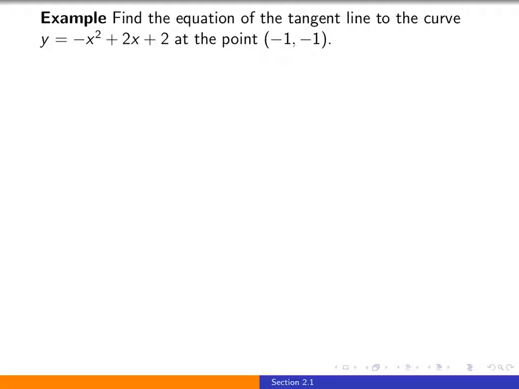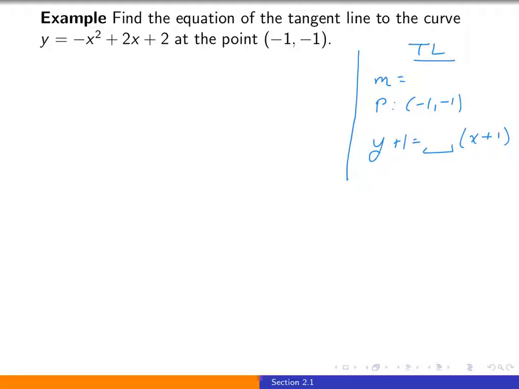Okay, so one more example finding the equation of a tangent line. Here it will be to the curve y equals minus x squared plus 2x plus 2 at the point on the curve (-1, -1). Now once again, taking that big picture perspective, in order to find the equation of a tangent line we need the slope, which we will calculate, and we need a point. And (-1, -1) is a point given. So the point slope form of the line will be y minus negative 1 equals the slope, which we are going to find, times x minus negative 1.